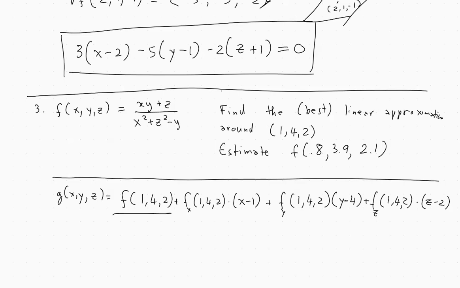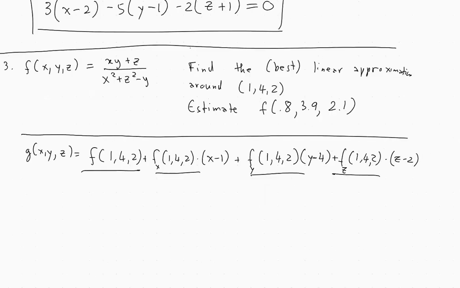And what is f(1, 4, 2)? What happens if we plug in (1, 4, 2)? We're going to get 4 plus 2 is 6. So this number is 6, right? This number is 6.